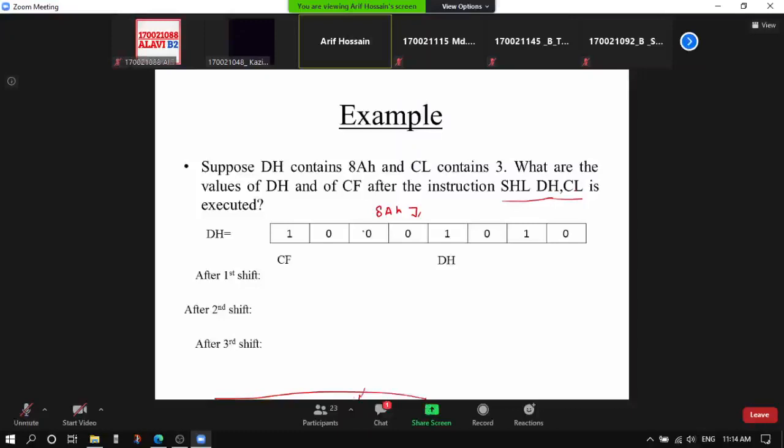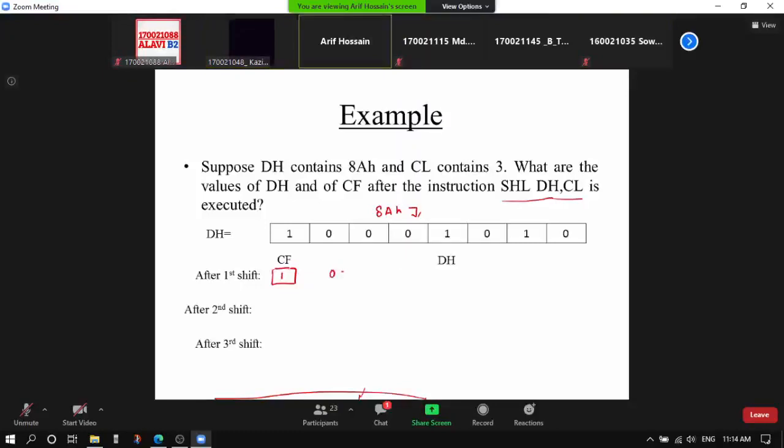Okay. Now DH contains this and this is your carry flag. So after the first shift, what will be the value of the carry flag? Tell me. 1. Exactly, it will be 1. And what will be the value of DH? 0. 0, sir.